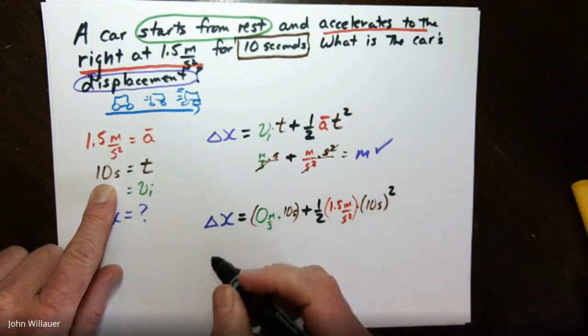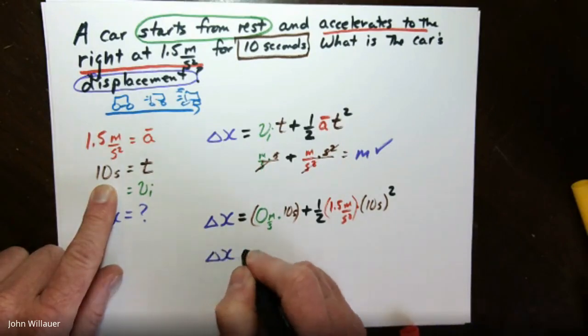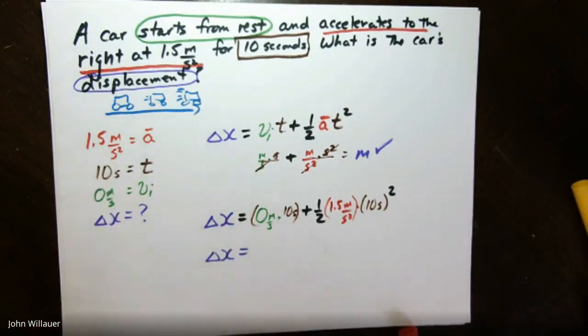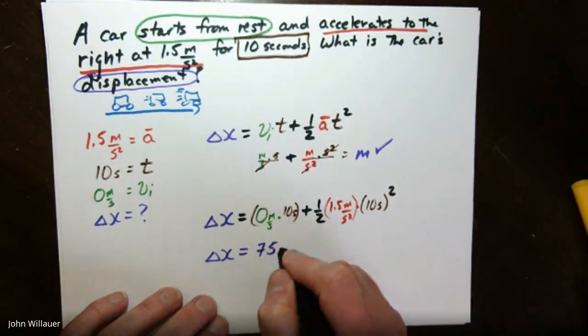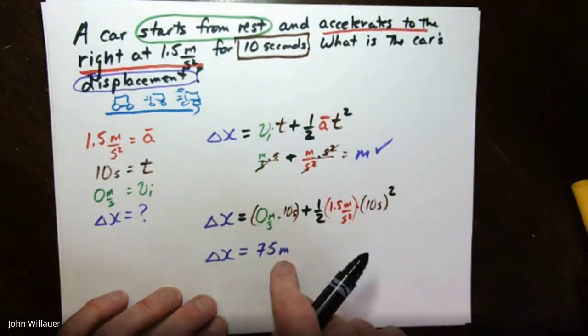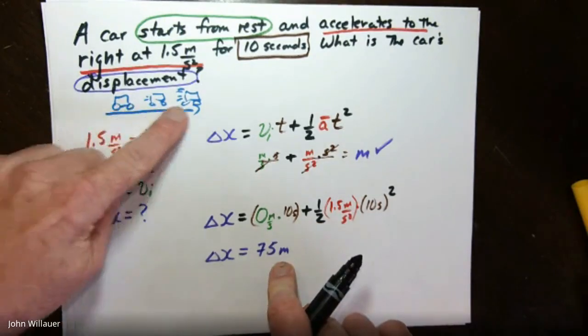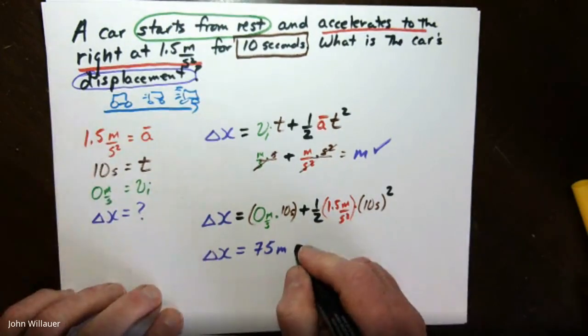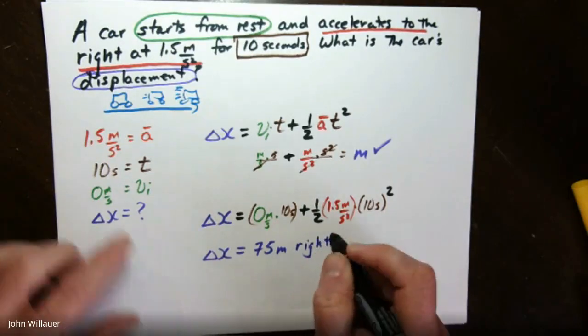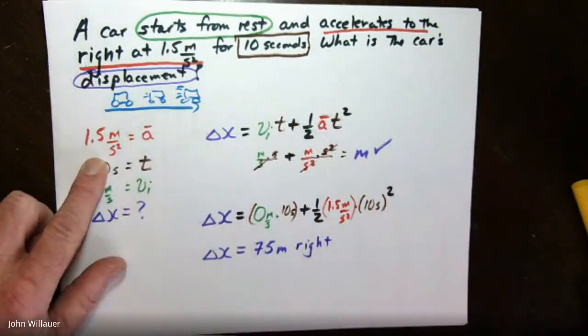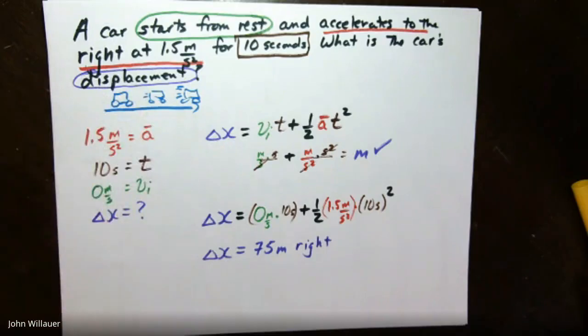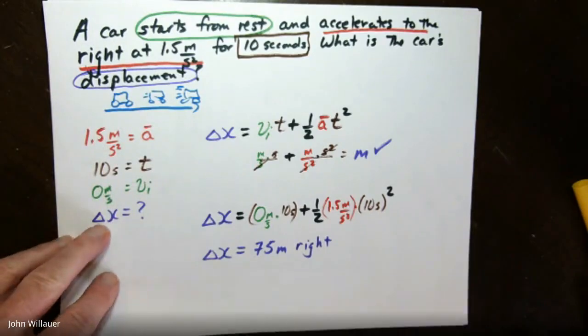Now you get out your calculator, punch all the numbers in, and if you're punching in the numbers correctly, you would end up with 75 meters. Now we need to know the direction. I'm accelerating in this direction, so it's going to be to the right because my acceleration was to the right. So that's one problem. We're going to look at one other one here.